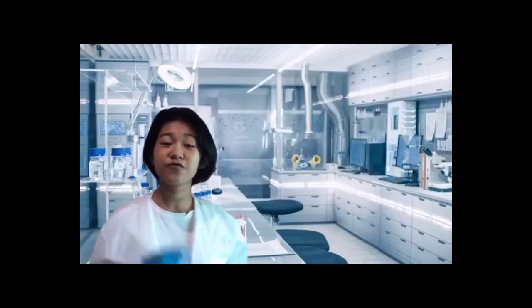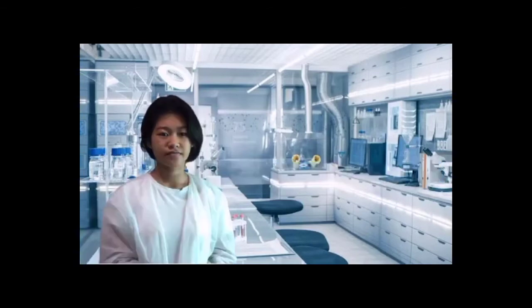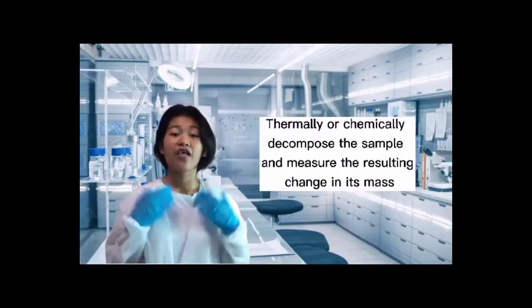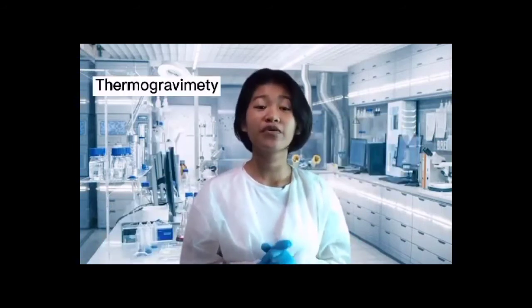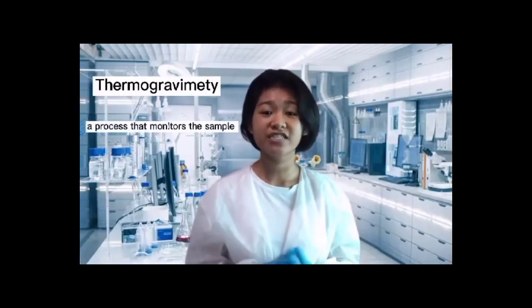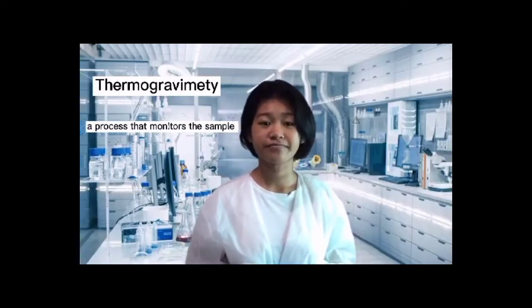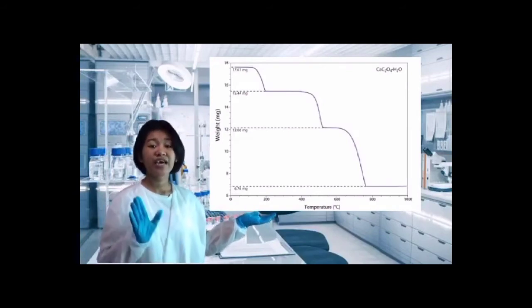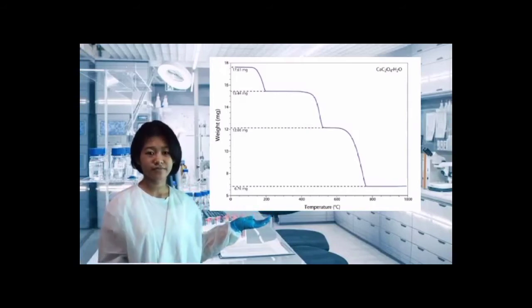Now let's proceed to 5.6, volatilization and particulate gravimetry. Volatilization is to thermally or chemically decompose the sample and measure the resulting change in its mass. We have thermogravimetry, which is a process that monitors the sample mass as a function of temperature. This shows a typical thermogram in which each change in mass represents the loss of a volatile product.